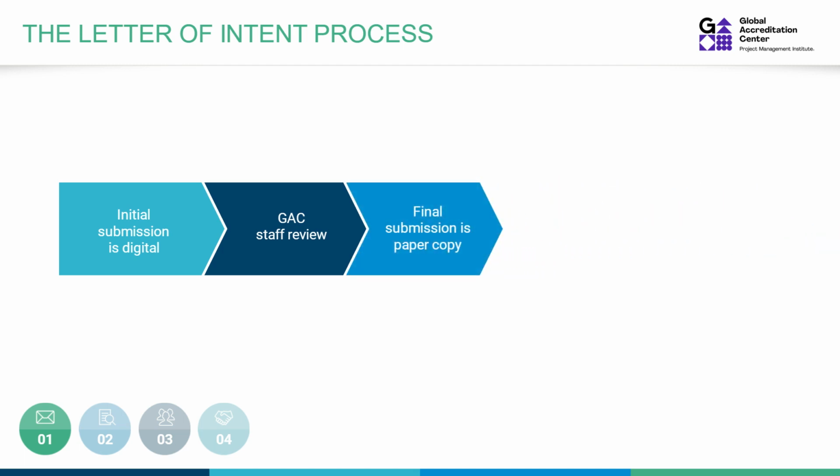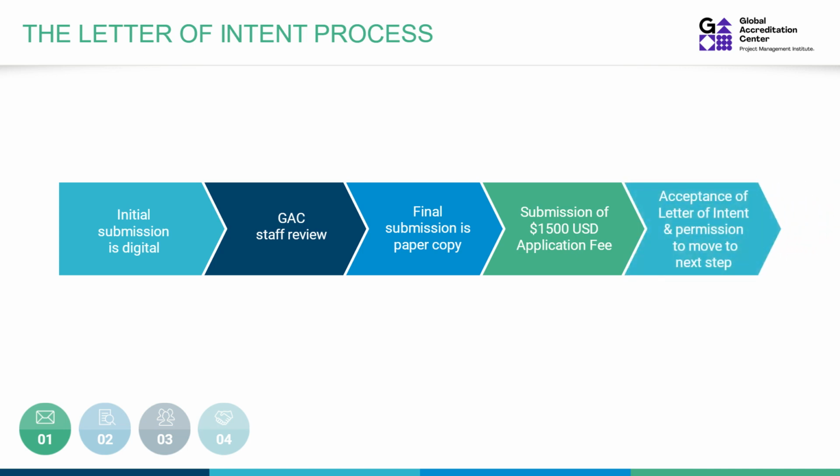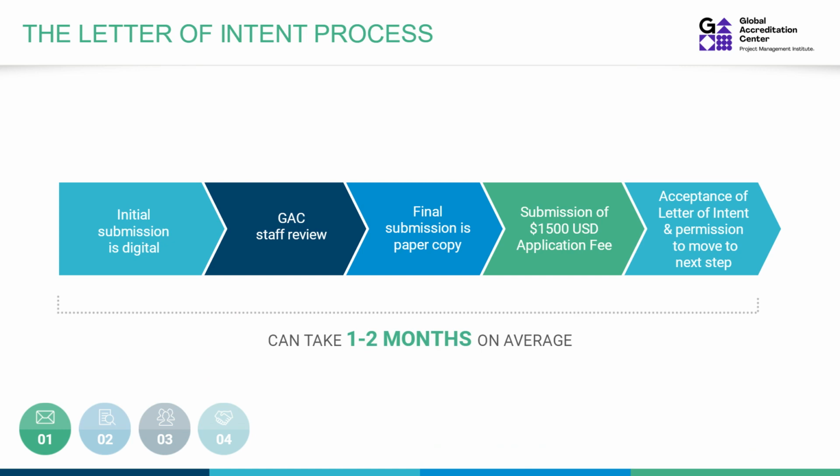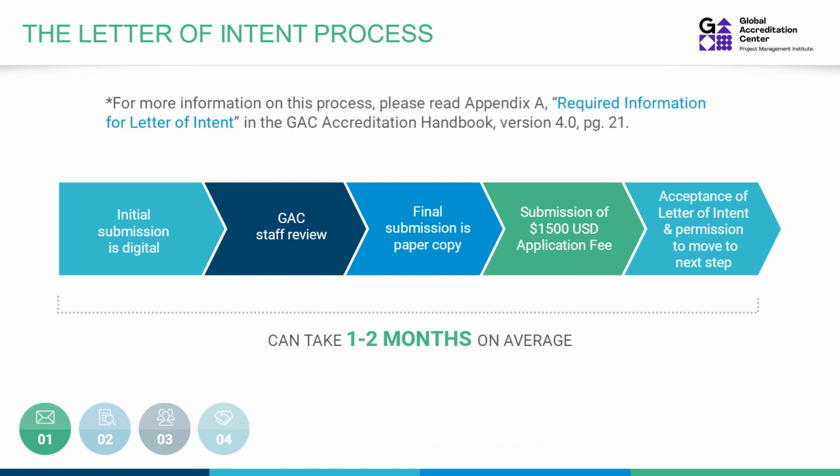Along with the paper copy of the letter of intent, a $1,500 application fee is also submitted. Once these milestones have been achieved, the program is considered an applicant program, and permission is given for the program to advance to the self-assessment report step of the accreditation process. For more information on this process, please read Appendix A, Required Information for Letter of Intent in the GAC Accreditation Handbook, version 4.0, page 21.